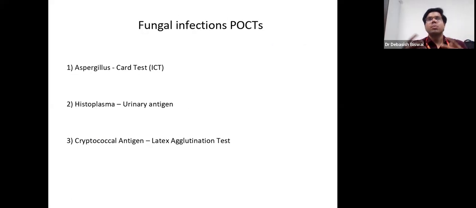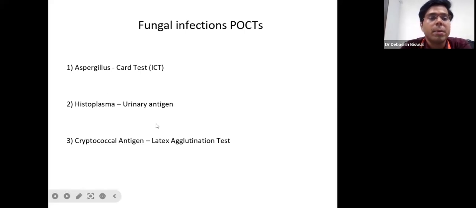Then, as my topic was rapid diagnostic tests in bacterial and fungal infections, my second part will be covering the fungal infections. So we do have RDTs for fungal infections, mainly for Aspergillus, Histoplasma, and Cryptococcus.